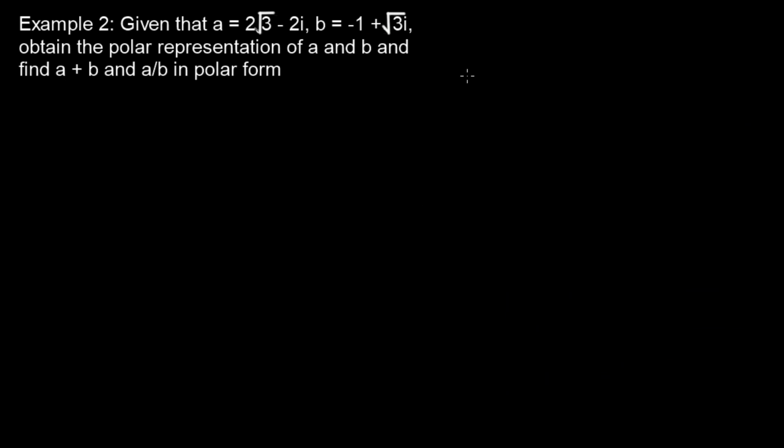This is the last example we are going to be considering for this tutorial. The question says, given that a equal to 2 root 3 minus 2i and b equal to minus 1 plus square root of 3i, obtain the polar representation of a and b, and find a multiplied by b and a divided by b in polar form.